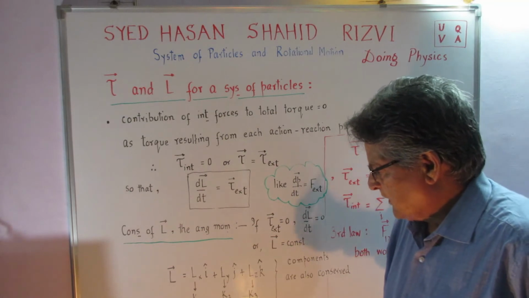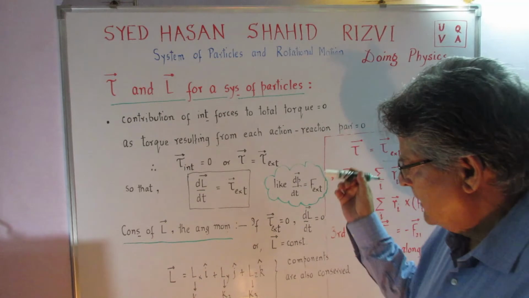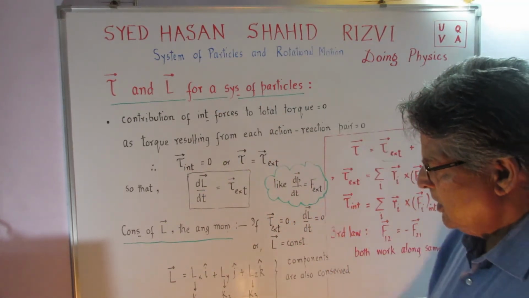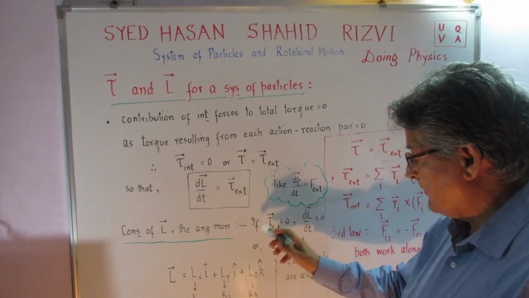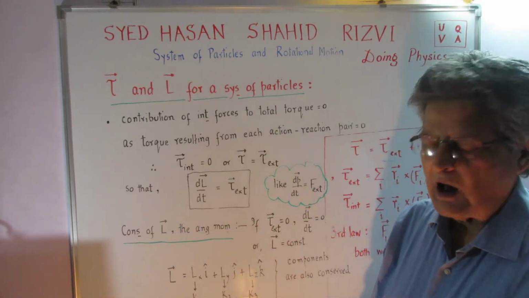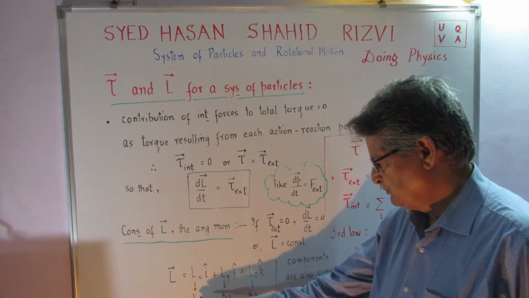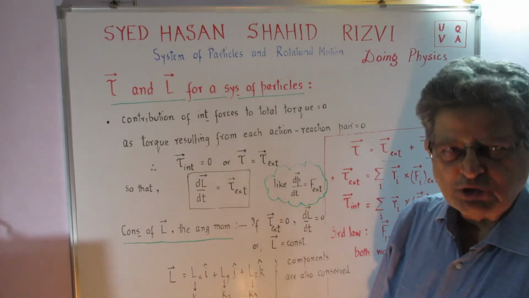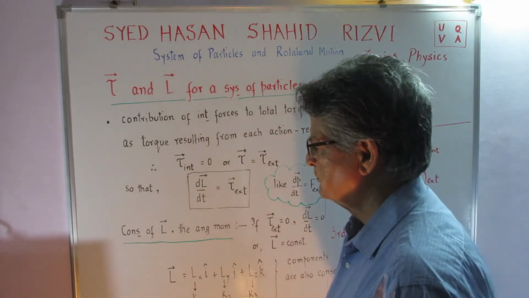Let me tell you that in the case of translatory motion also, we had a P, then we could have a Px, a Py, a Pz, and in order that P remains unaltered, unchanged or conserved, these values Px, Py, Pz should individually also not change. So that point I missed there.